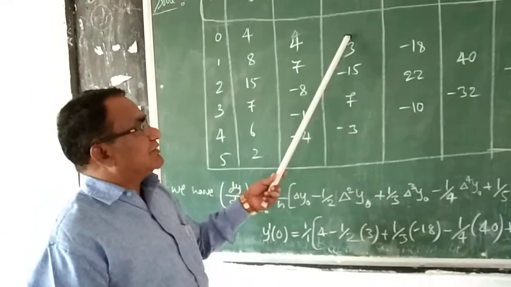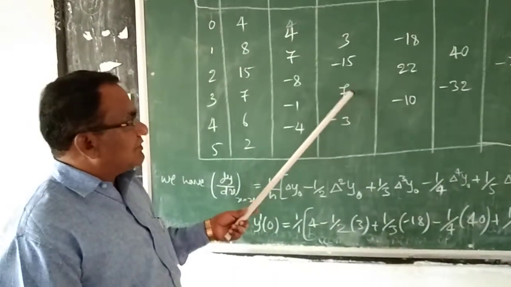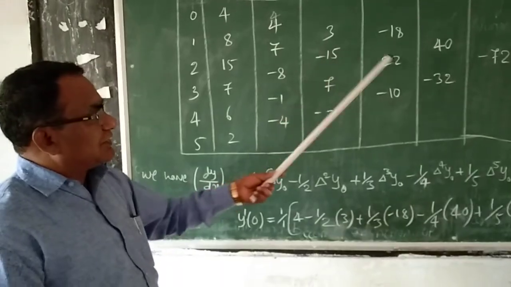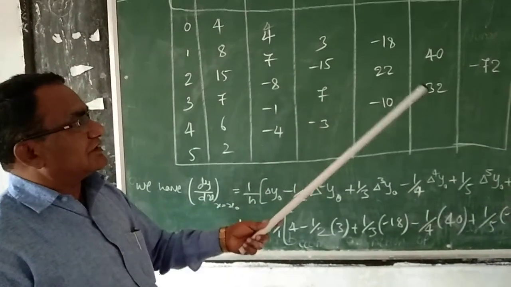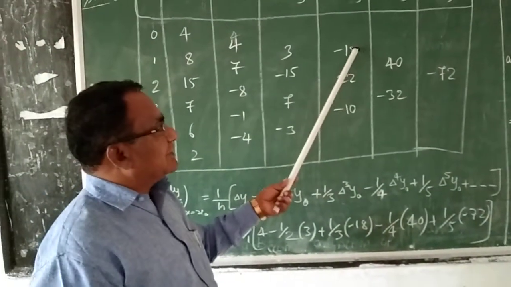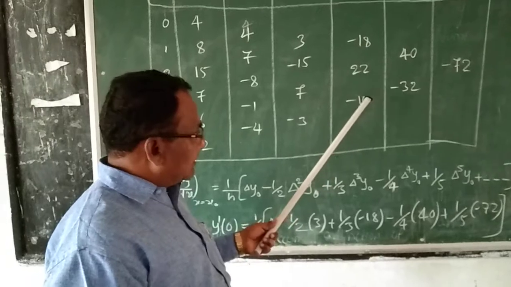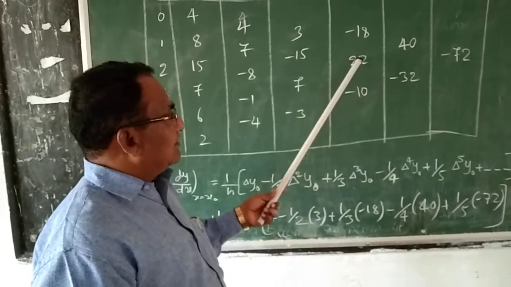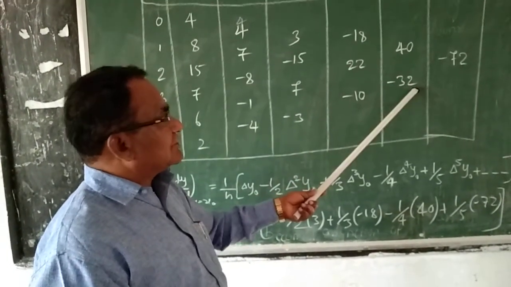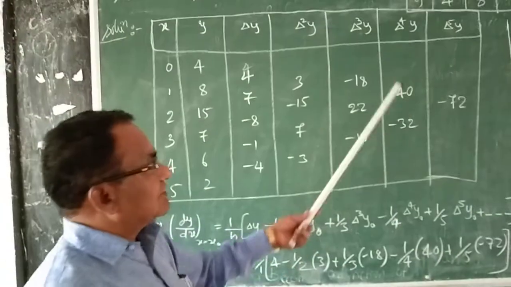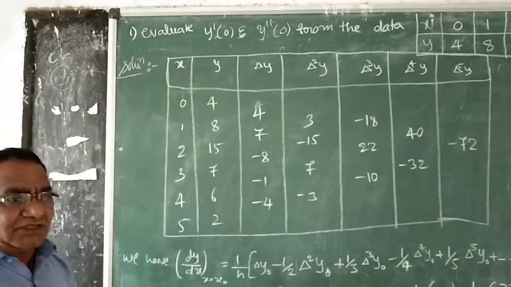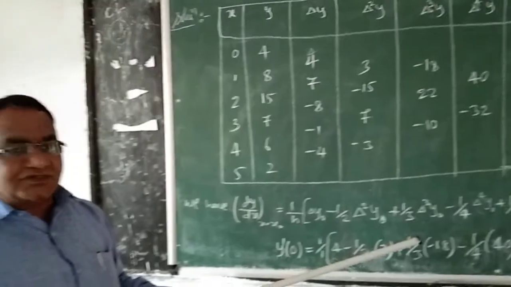Next, minus 15 minus 3, minus 18. 7 minus 15 is minus 8, plus 15, 22... Minus 3 minus 7 is minus 10. 22 minus 18, 40. Minus 8, 10. Minus 22, minus 30. Minus 32 minus 40 is minus 32. Like that you have constructed the forward difference table.